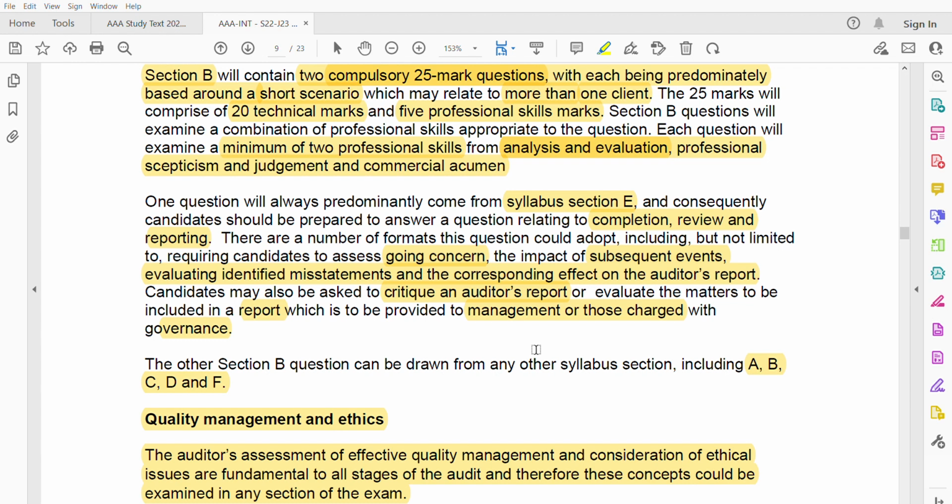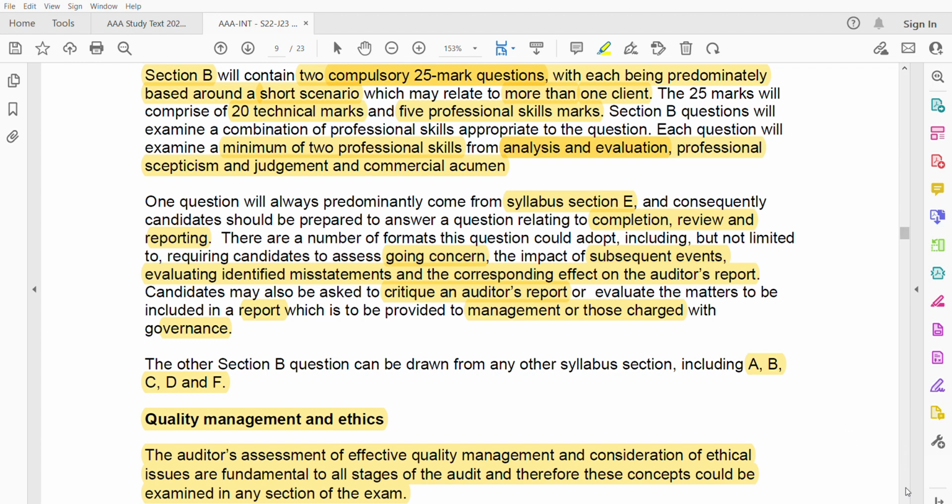That means when you're studying, study the whole syllabus. But section A focuses on A, B, C, D. Section B focuses on E. So that makes A, B, C, D, E. F is your other assignments and all those things. G is your current issues.